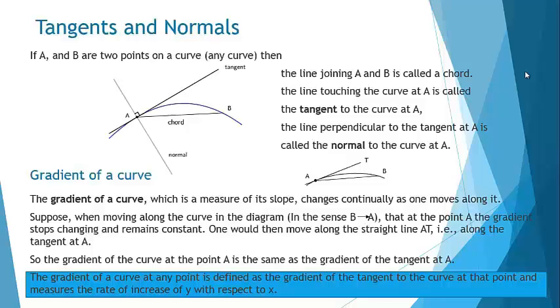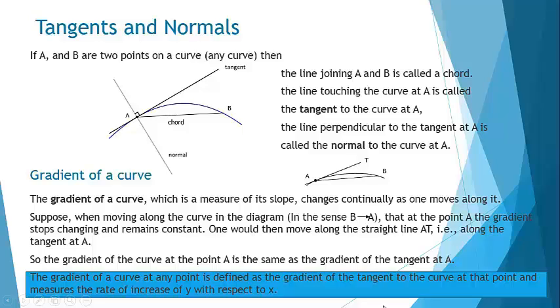Tangents and normals. If A and B are 2 points on a curve, which can be any curve, then the line joining A and B is called a chord. The line touching the curve at A is called the tangent to the curve at A. And the line which is perpendicular to the tangent at A is called the normal to the curve at A. So if you look at this diagram, the line AB is the chord of the curve. And the line which goes through A is called the tangent. And the line which is perpendicular to the tangent is called the normal.